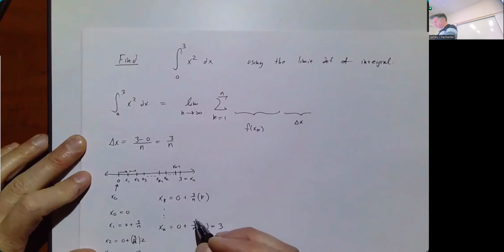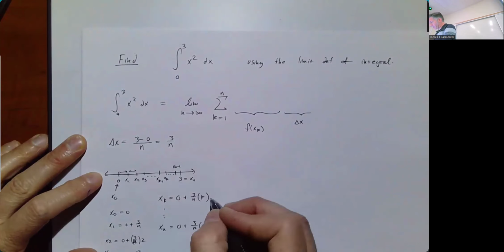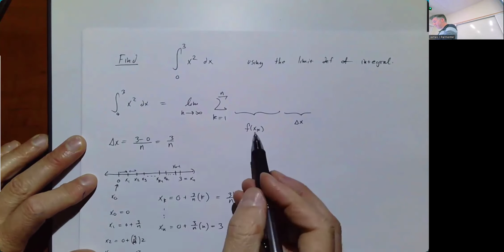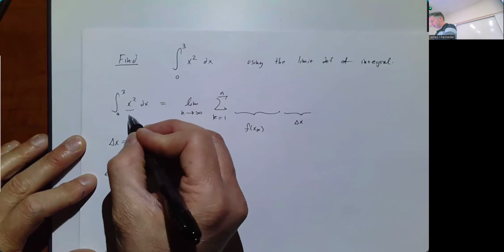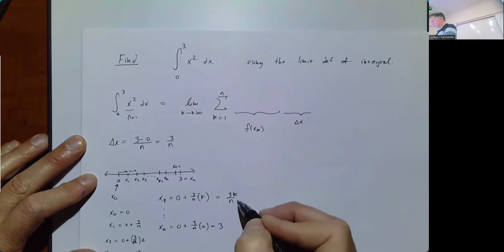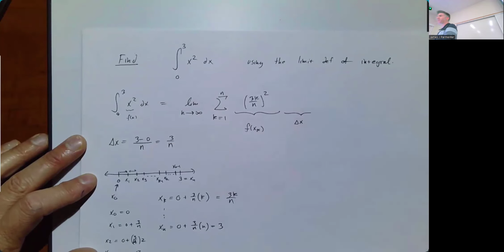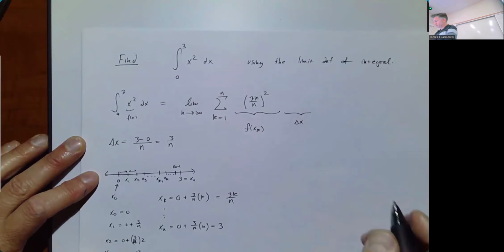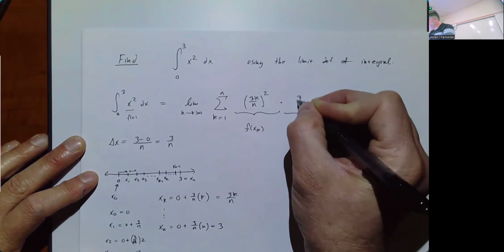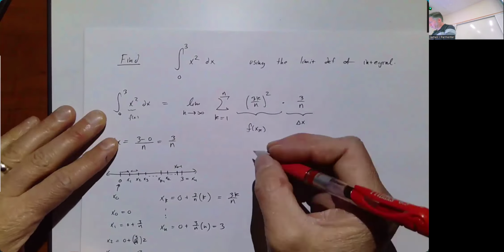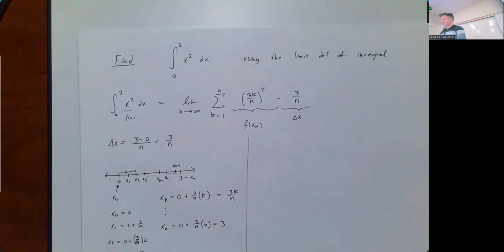All right, so my x sub k is just 3k over n. So my f of x sub k, well, my function is x squared, so my f of x sub k is going to be 3k over n squared. My delta x is 3 over n. This one's actually a lot less ugly than the previous one because the interval is a little bit nicer. When you start at 0, the interval is typically a little bit nicer. You can probably make it all fit here without squeezing things in terribly.